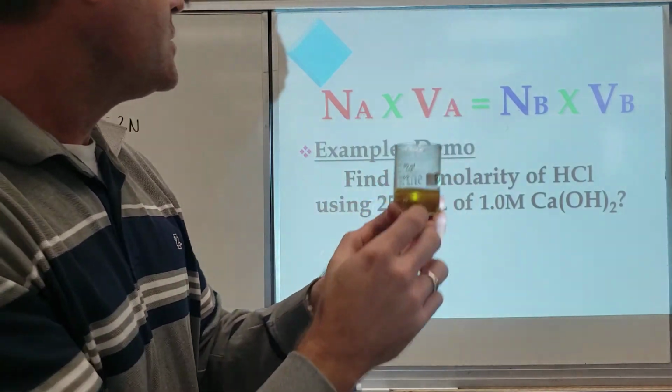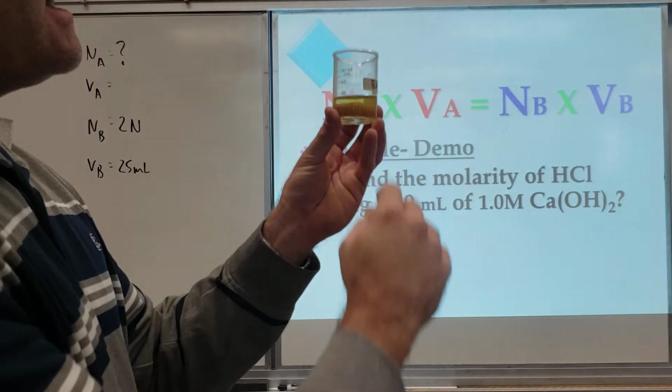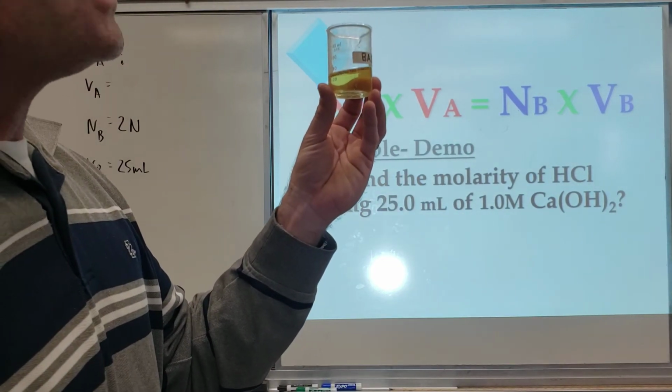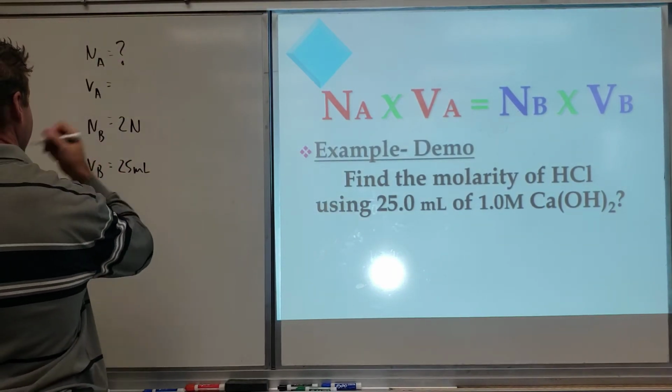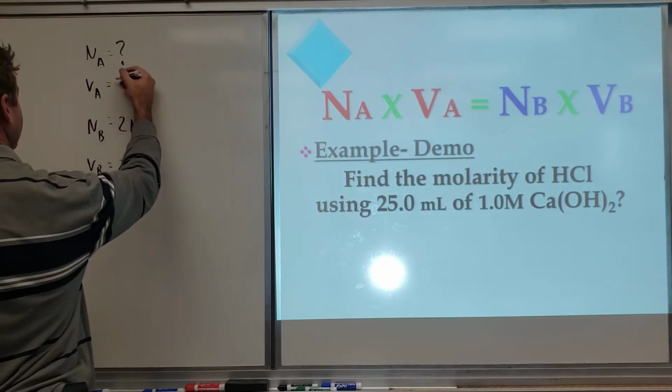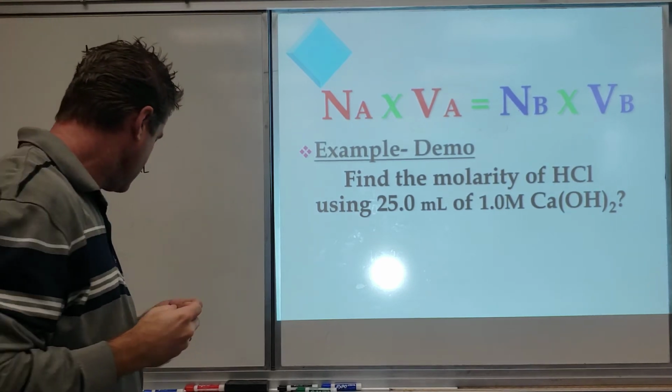Well, look, I started with 25 milliliters of hydroxide ions. Now, if I read the volume of my solution, it's 40 milliliters. So obviously, how much acid did I add? Well, I just go 40 minus 25. I added 15 milliliters. It took me 15 milliliters.